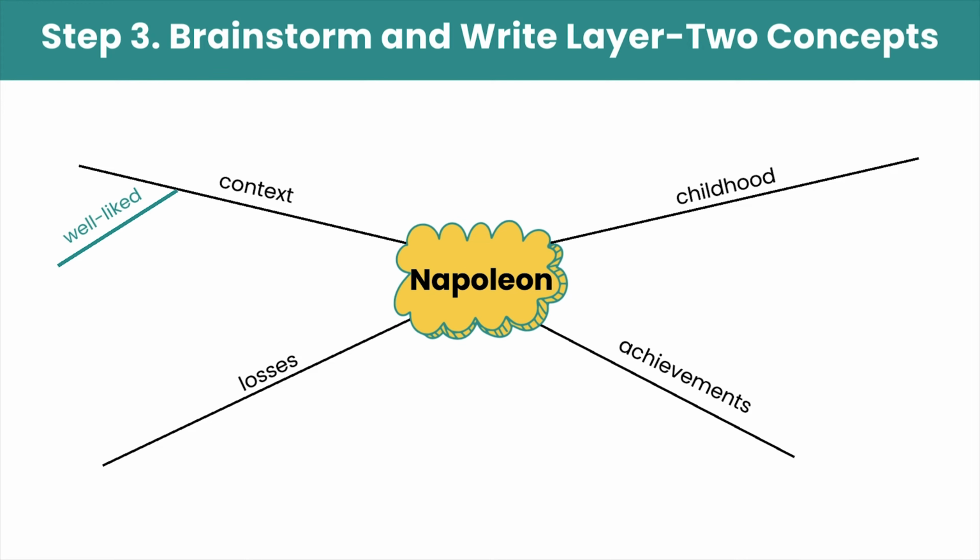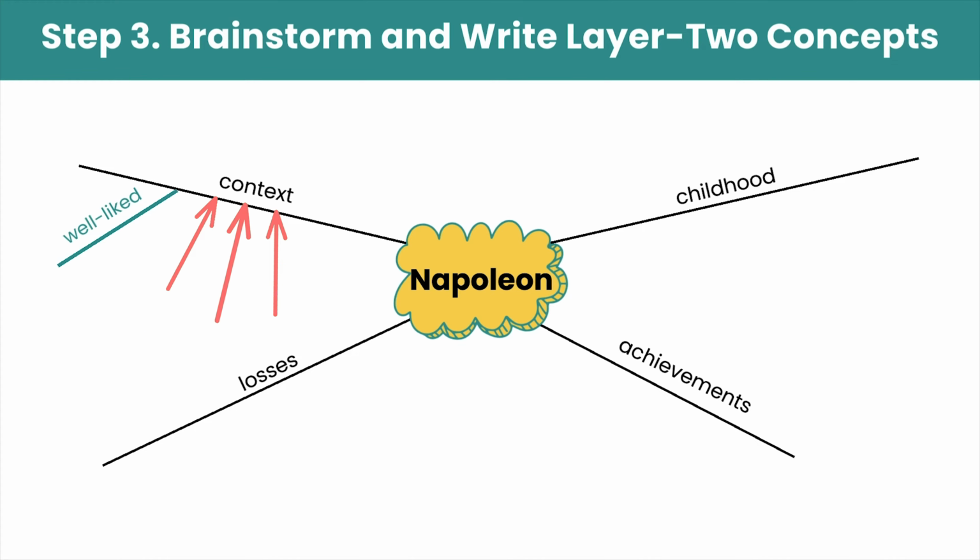Step 3 is to brainstorm and write what I am calling layer 2 concepts. And these are all of the smaller branches that extend from those primary branches, okay? And you can start anywhere. I'm starting here with context, but you can jump from one branch to the next. If something popped into your brain about the context of Napoleon and you didn't want to forget it, then you would add that, like I did here.